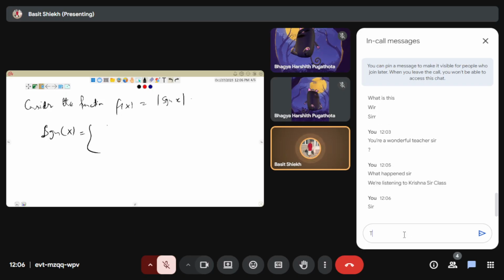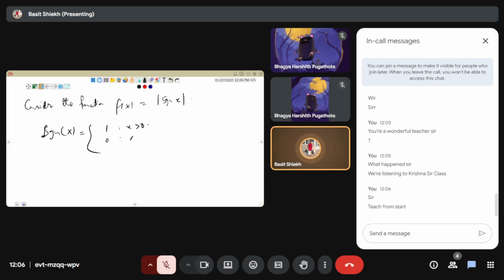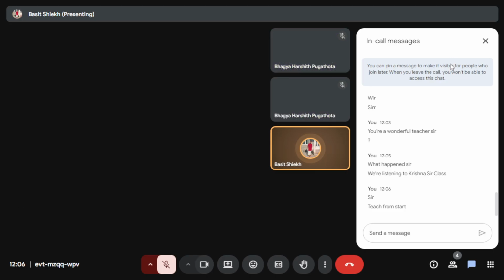What is the signum function? Signum function is 1 if x is greater than 0, 0 if x equals 0, and minus 1 if x is less than 0. Now f of x is modulus of signum x, which is 1 if x is not equal to 0 and 0 if x equals 0. So that's why I take it.